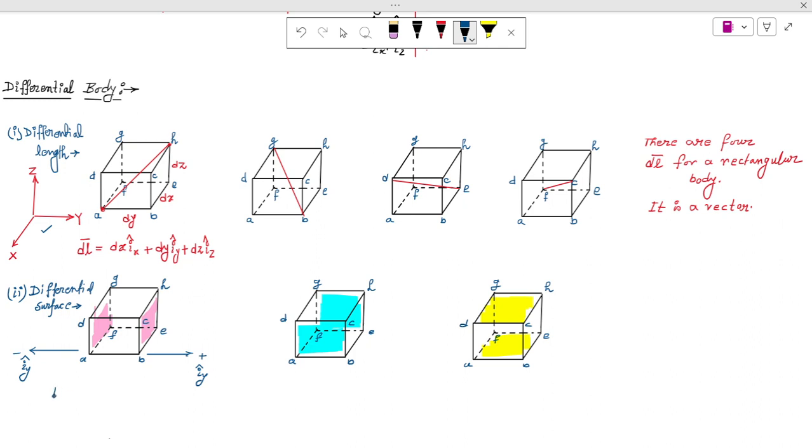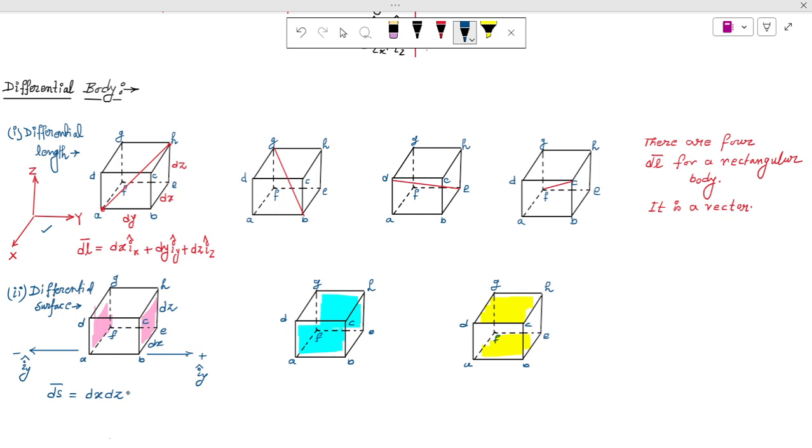Now the differential surface you can write as ds. It is a vector, and this is dx and this is dz. So what will be the formula? This will be the formula of cross product. So dx dz. Next you have to mention the vector direction.